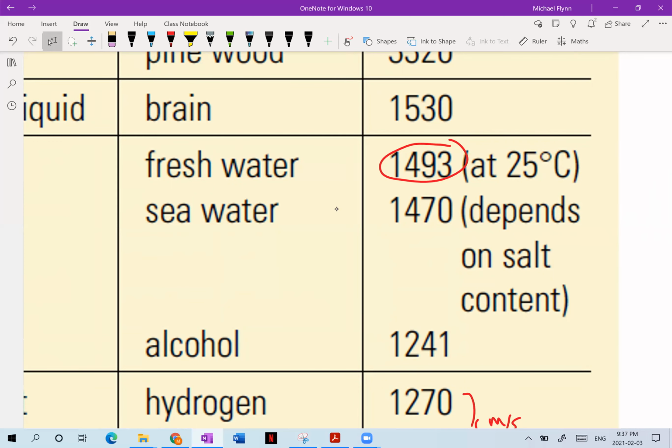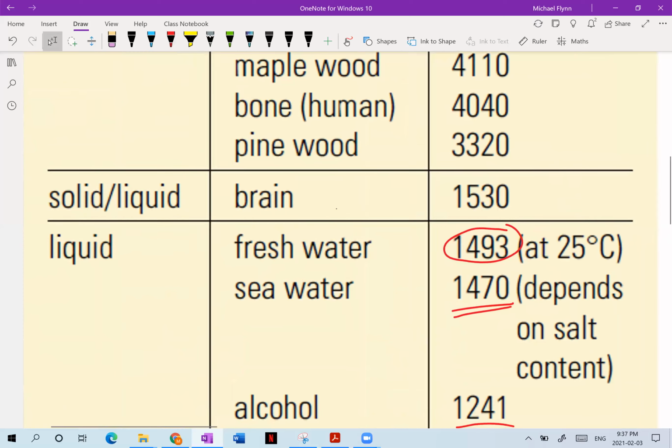And so water is an excellent conduit for sound waves. Fresh water is slightly better than seawater, but it depends on how much salt there is. I don't know if more salt speeds it up or slows it down. I'm not 100% sure. Here they put a random thing, alcohol, 1241. Liquids in general are very good at conducting sound waves.